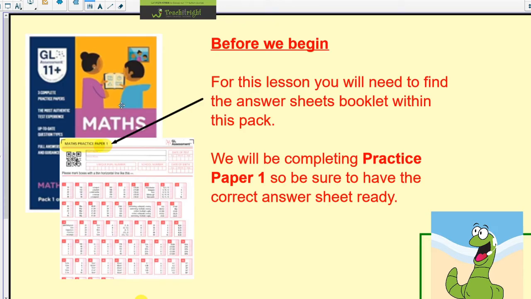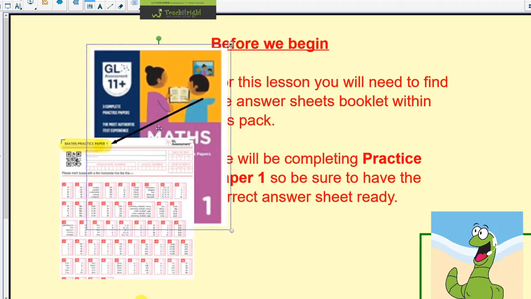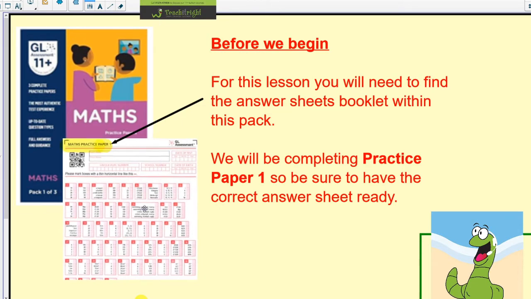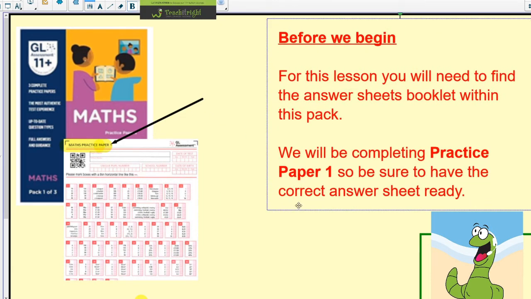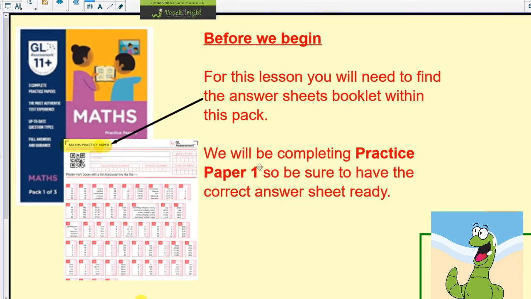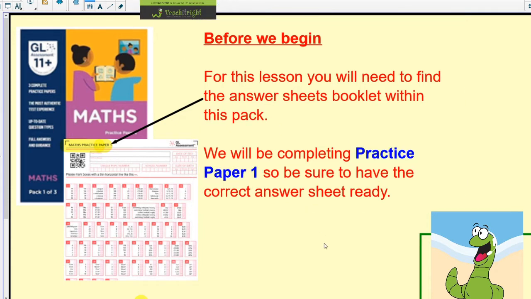Before we begin, I need you to get some things out for me. We're going to be using this book here, or this little folder. It's not quite a book. If you try and open it up, you'll see it's got a little Velcro peel, and in there are some maths assessments. We're going to need two things. One will be practice paper 1. You hopefully can see here, that's the paper we're going to be completing together, practice paper 1.